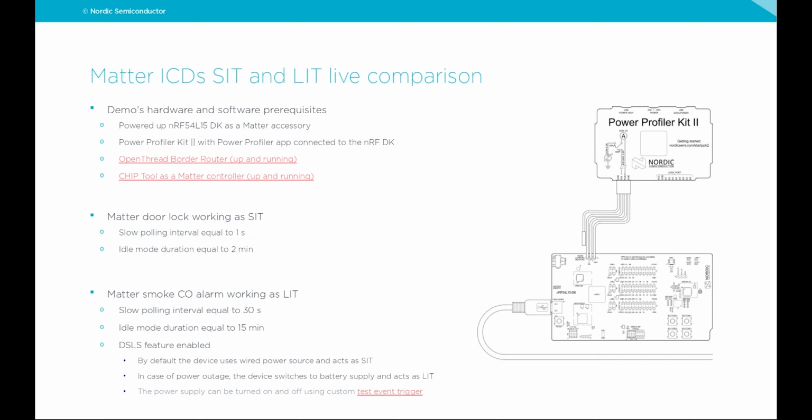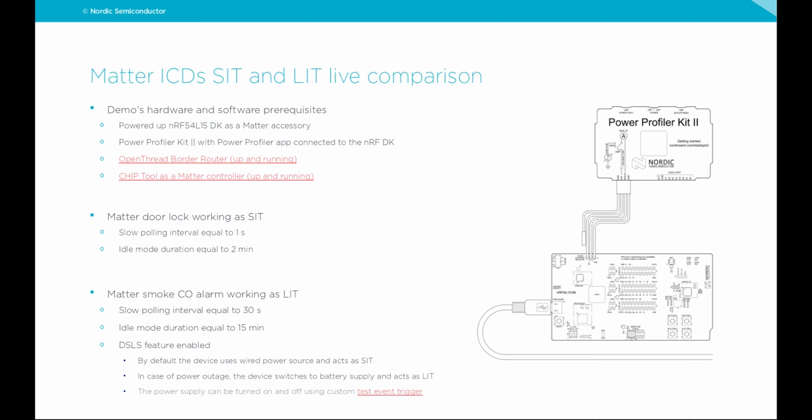By the way of presenting how LIT works, I will also show you the user active mode trigger feature and optional DSLS feature. I'm going to present the scenario that I've mentioned before: the situation when the device is powered from a wire source and acts as SIT, but after power outage and switching to battery supply, it starts acting as LIT. Because I'm lacking battery supply for nRF54L15, I'm going to emulate power source changes.